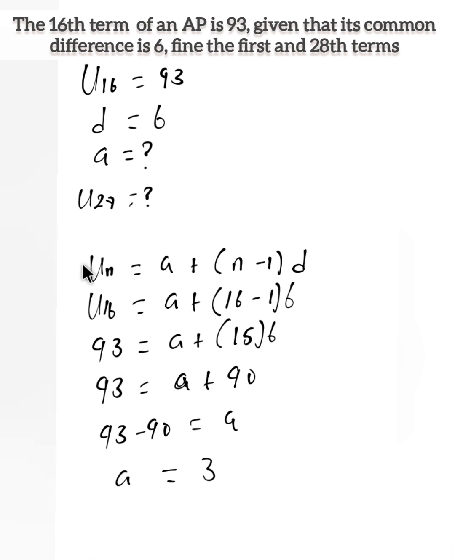With the first term, we'll be able to find the 28th term. So now let's look for the 28th term, which is u28. Now recall that un is equal to a plus (n minus 1) d.